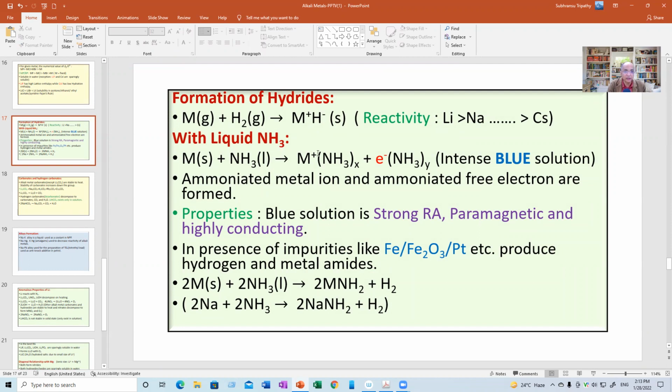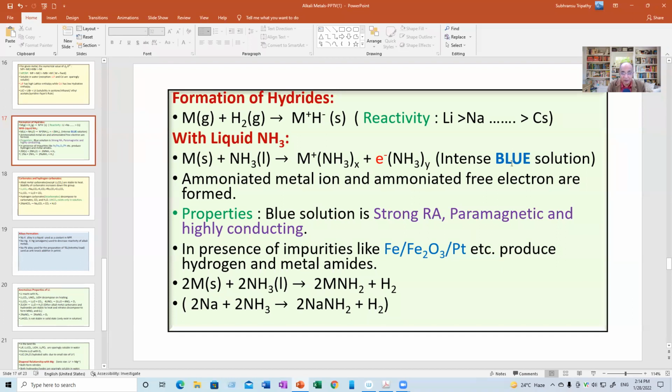Now with liquid ammonia, this is an important point. Once you put metal in liquid ammonia, it will form an intense blue colored solution. That blue colored solution will contain the ammoniated metal ion, just like solvated. In water, it is hydrated. In ammonia, it is ammoniated. In general, solvated. So X number of ammonia molecules are surrounding the metal ion, and Y number of ammonia molecules are surrounding the electron.